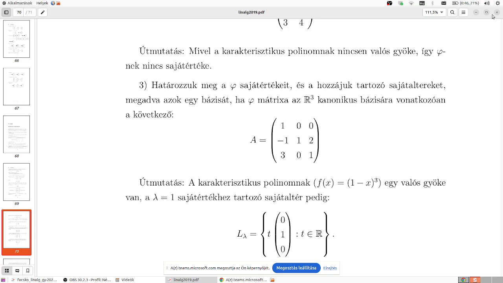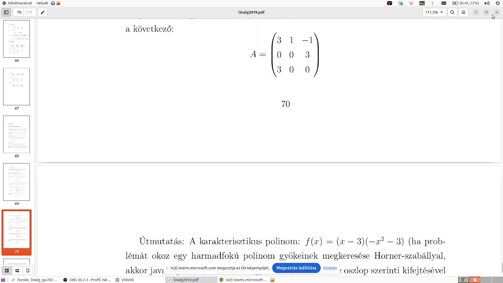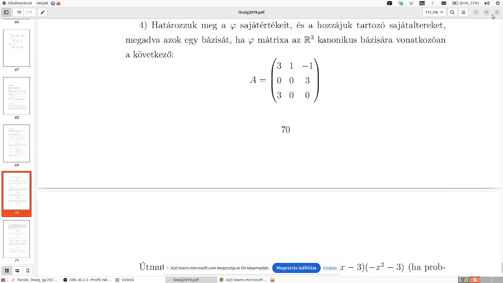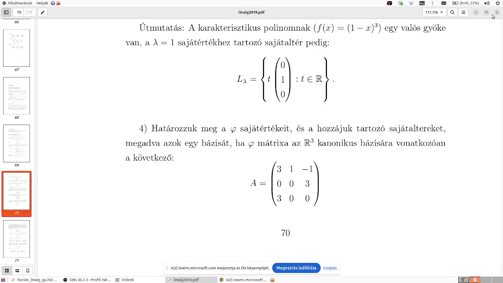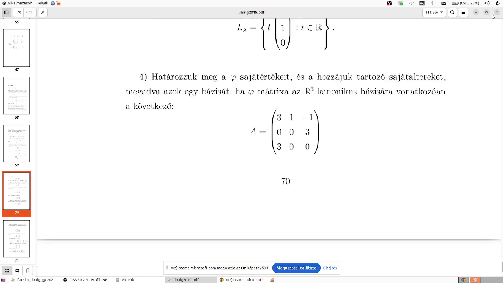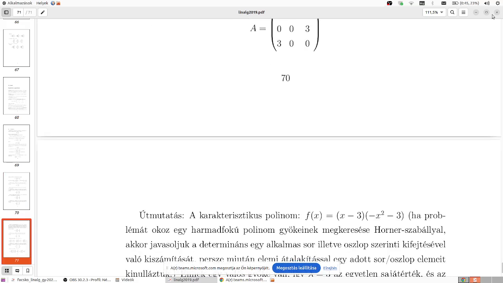So the subspace of this is this. This is the eigenvalue, and what else do we have to do? Nothing.